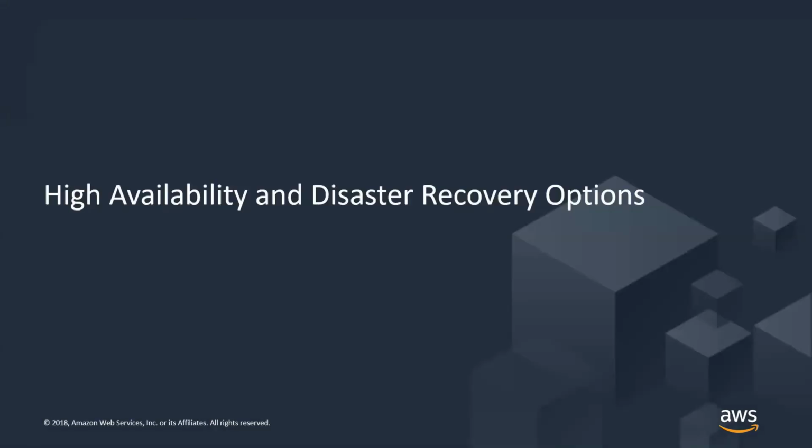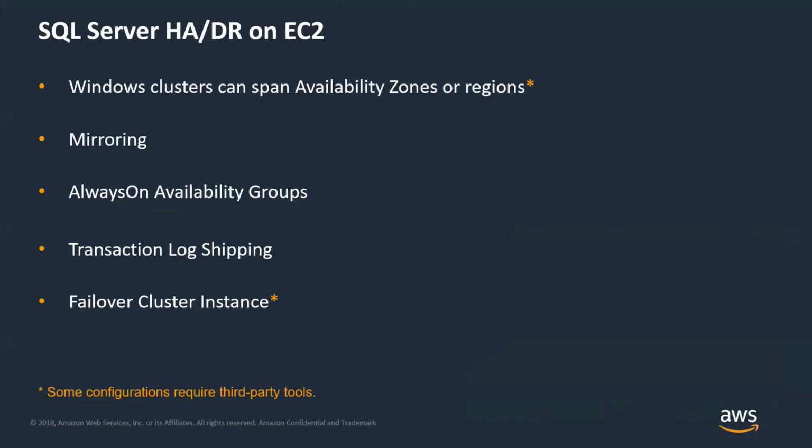All right, let's talk about high availability and disaster recoverability options. Talking high availability and DR when you're running this on EC2, it is fully customizable by you, and you can perform multi-region, cross-region peering. You will require third-party software such as SIOS DataKeeper or SoftNAS in order to perform the replication of the EBS blocks when you're doing a multi-region failover cluster.